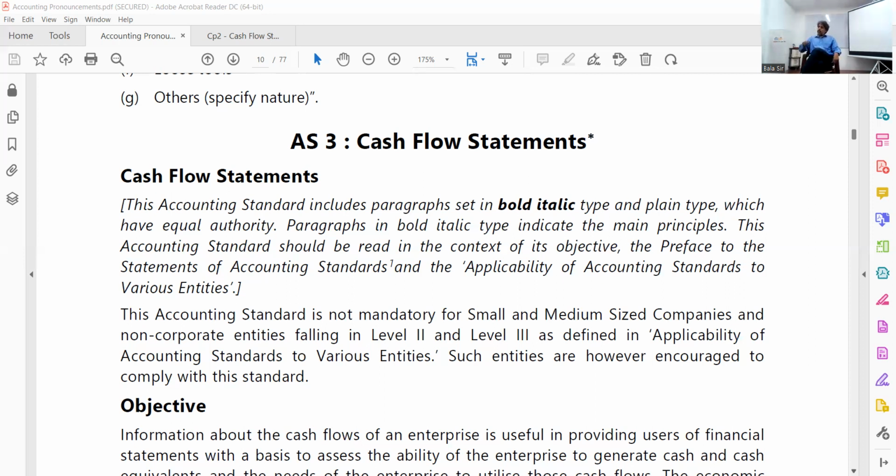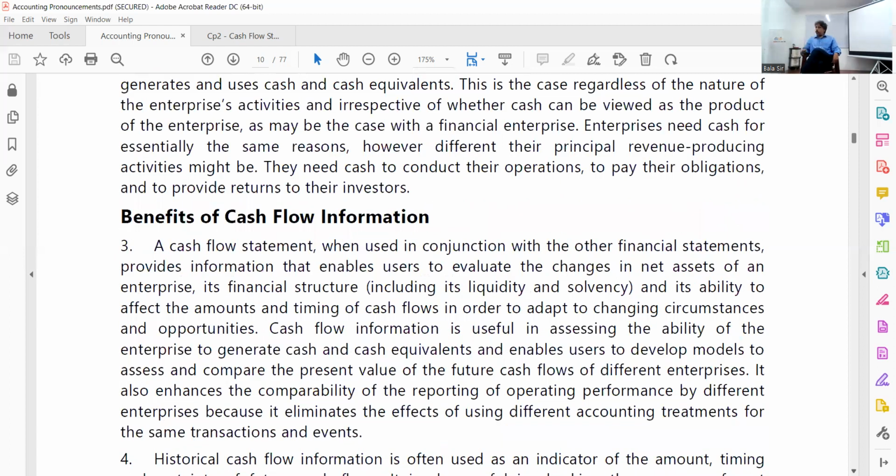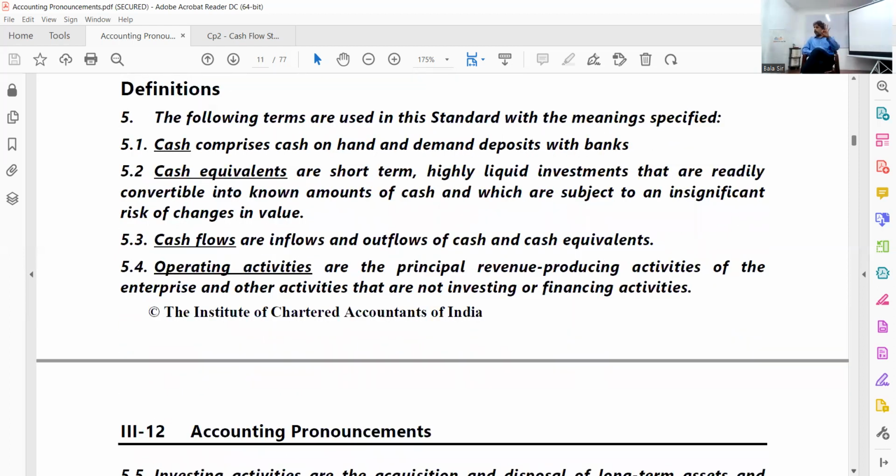You are supposed to classify the cash inflows and outflows under 3 broad heads. I repeat myself, you have to consider the cash inflows and cash outflows, or you have to present, that's a better word, your cash inflows and cash outflows under 3 broad heads. Can you tell me from the list of definitions what the 3 broad heads are? Operating activities. Exactly. Number 2, investing activities. Number 3, financing activities.